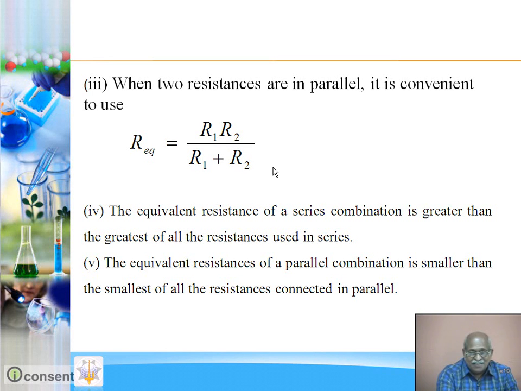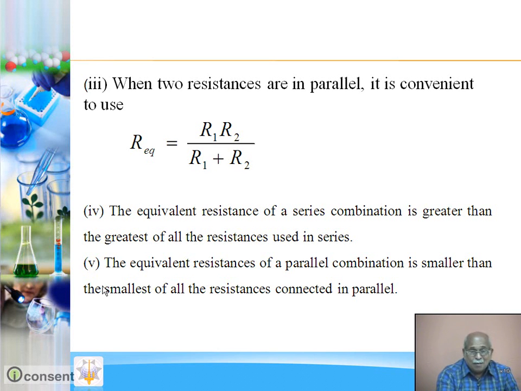The equation for equivalent resistance at once shows two properties, two characteristics. Equivalent resistance of a series combination is greater than the greatest of all the resistances used in series. म्हणजेच काय? R1, R2, R3 असे अनेक रेजिस्टन्सेस सिरीज मध्ये असतील तर Req R1 पेक्षा मोठा आहे, R2 पेक्षा मोठा आहे, R3 पेक्षा मोठा आहे. म्हणजेच त्या R1, R2, R3 पैकी जो सगळ्यात मोठा असेल त्याच्यापेक्षा जास्त आहे.